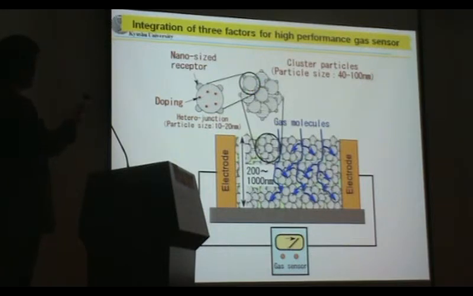And these particles agglomerate like a cluster, and then the cluster should be formed so that it is filled like this. So large size gas molecules can diffuse deep inside and react on every part. Finally, for all of the particles, the sensitivity changes drastically.